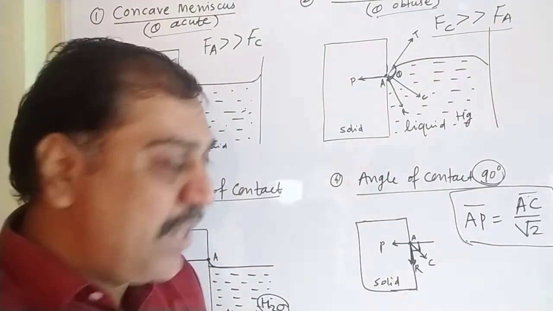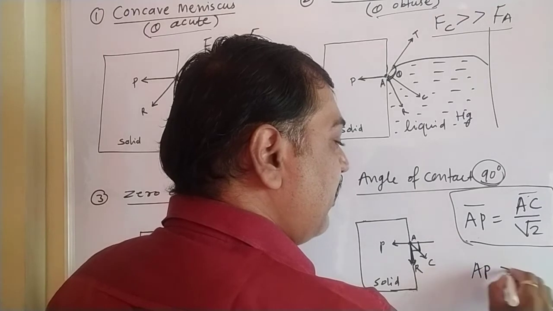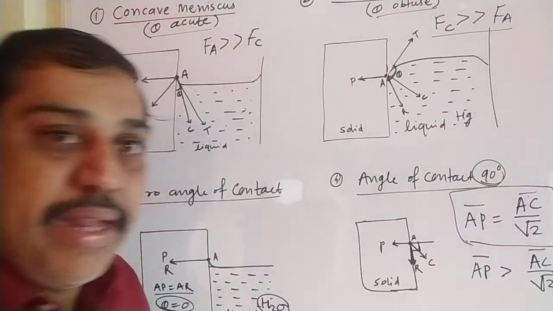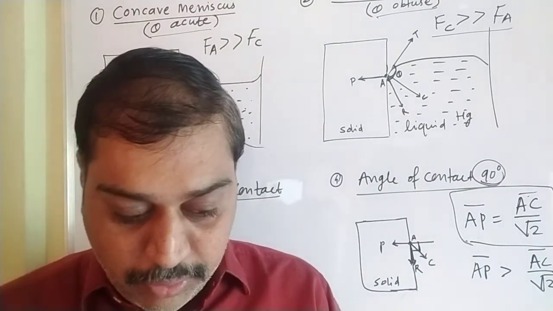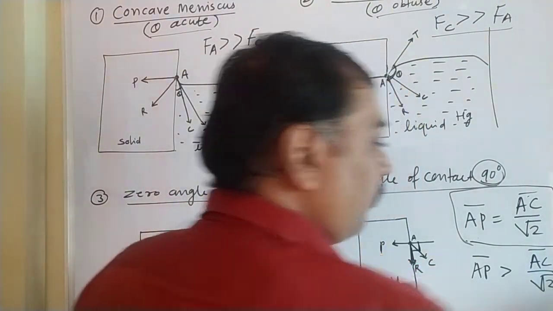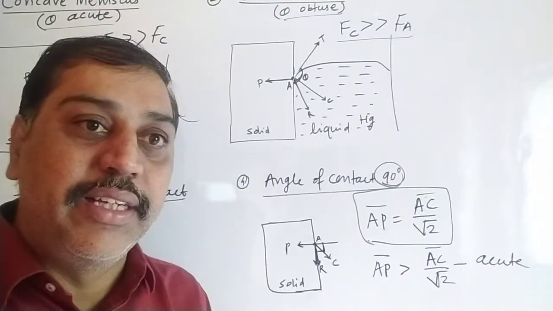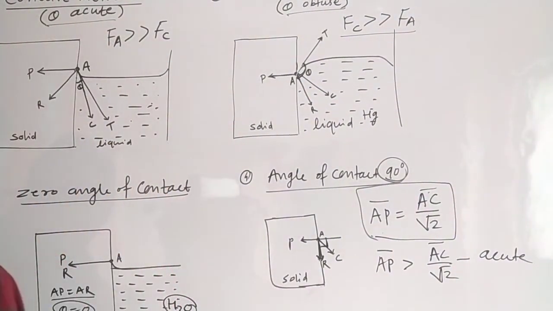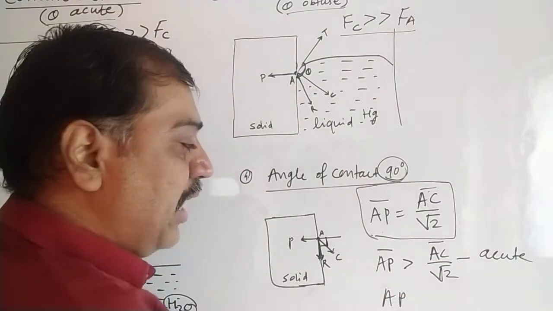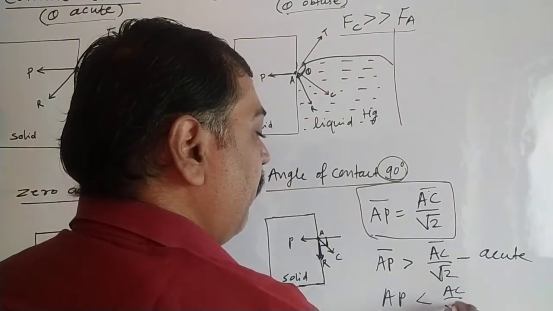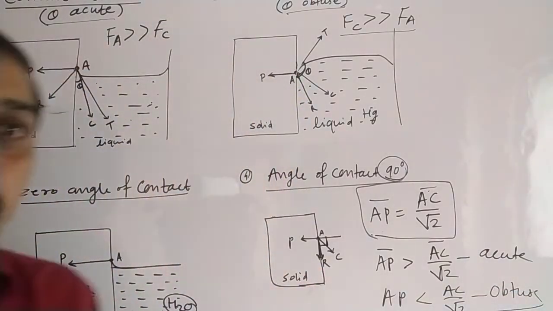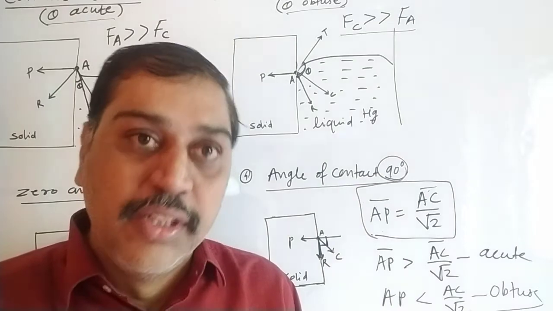Apart from this, if AP is greater than AC by root 2, this second condition, angle of contact is said to be acute, because here AC is less than AP. And opposite to this, if AP is less than AC by root 2, angle of contact is obtuse. So these are the conditions when the angle of contact is obtuse and acute. So these things we have learned.